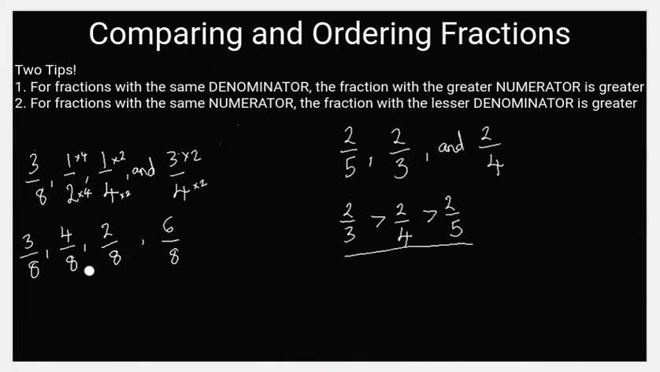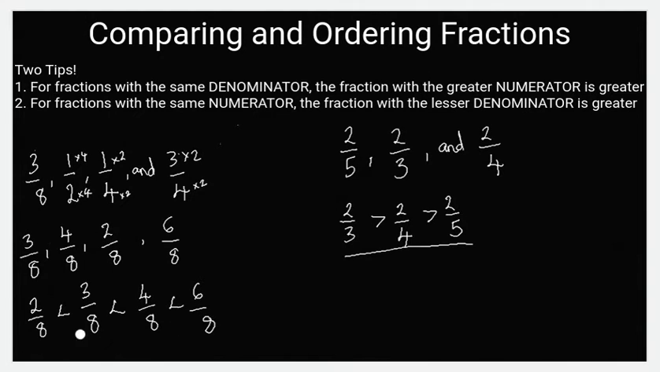So this is quite actually easy. That means the fraction with the least numerator is the least fraction. So which is the least here? We'll start with 2 over 8, is less than 3 over 8, less than 4 over 8, less than 6 over 8.